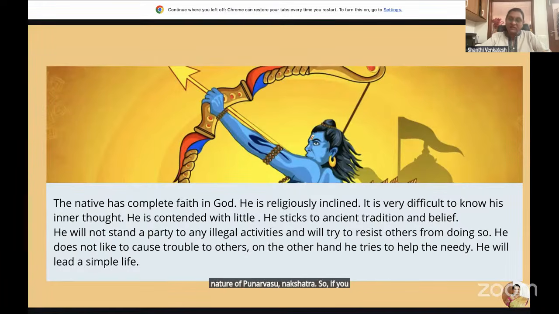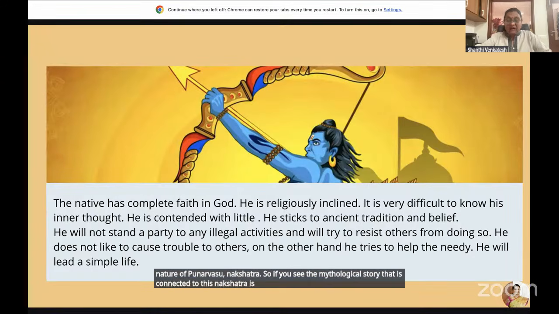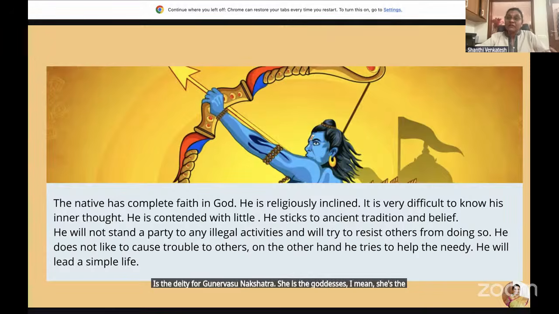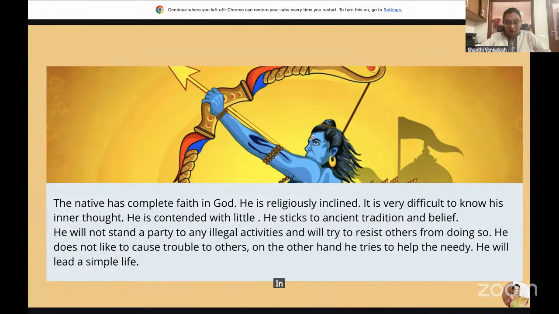So if you see the mythological story that is connected to this nakshatra, see, Aditi is the deity for Punarvasu Nakshatra. She is the goddess. I mean, she is the mother for all the devatas. When you talk about Aditi, Aditi represents infinity or limitlessness, we can say, motherhood, nourishment, and freedom.